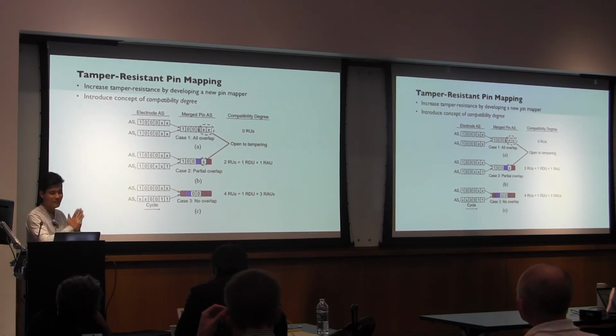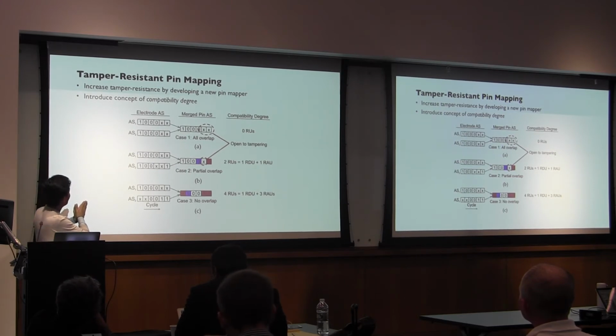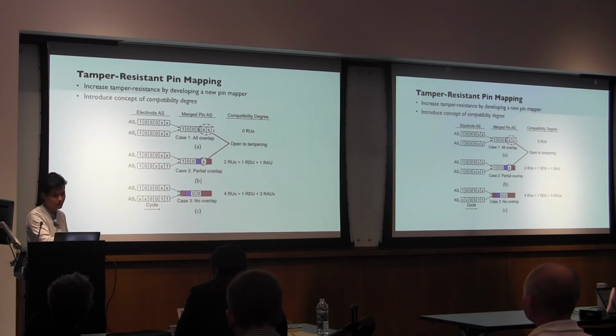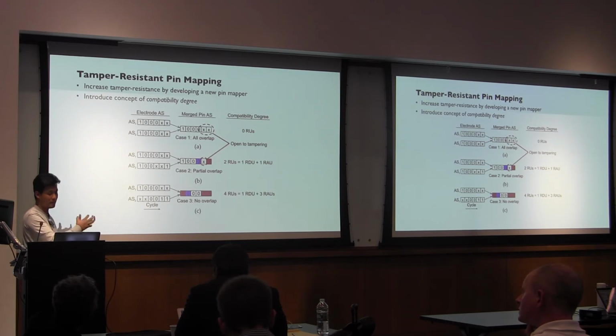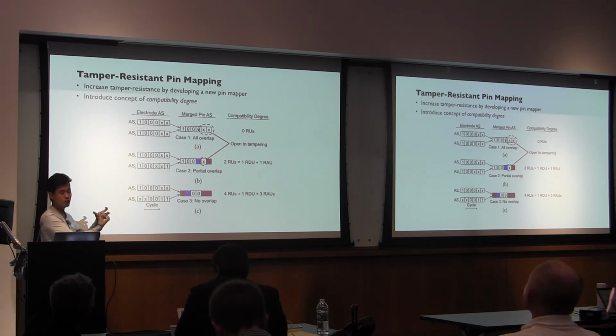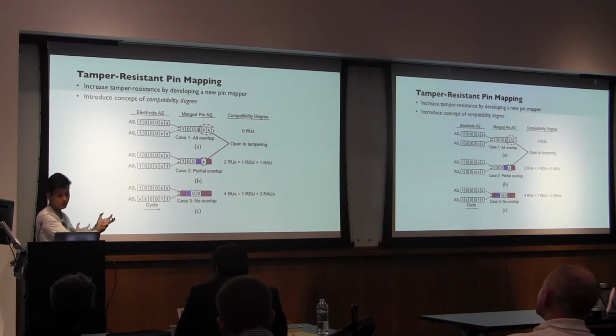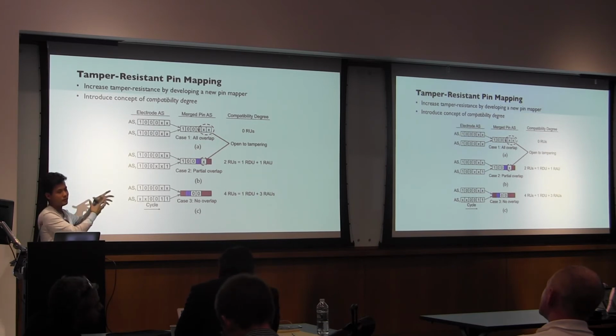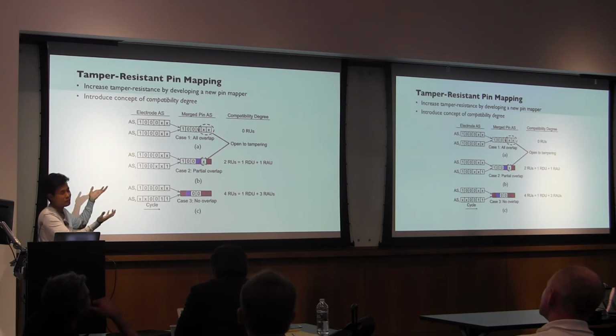Okay. So, tamper-resistant pin mapping. We're going to build a new pin mapper to try to increase these security metrics, this redundant unit coverage. And then we need to introduce another concept. This is called compatibility degree. So when you merge 2 electrode activation sequences, there's actually 3 different scenarios that can happen. In case 1, all the don't cares overlap, which is a bad thing, because now it's open to tampering, right? If you don't care, then they can make arbitrary changes to it, and we're not looking at it.